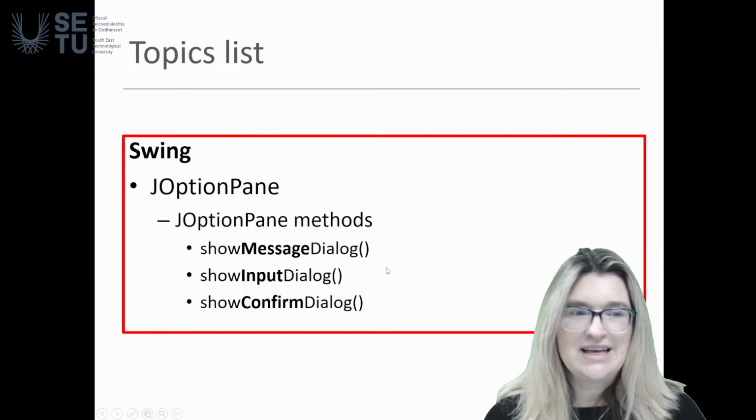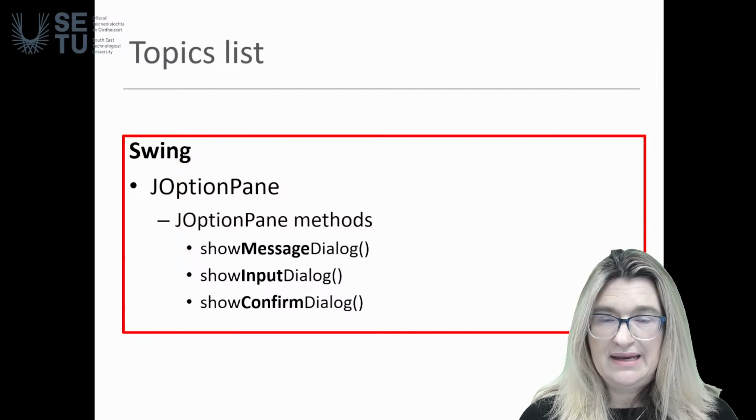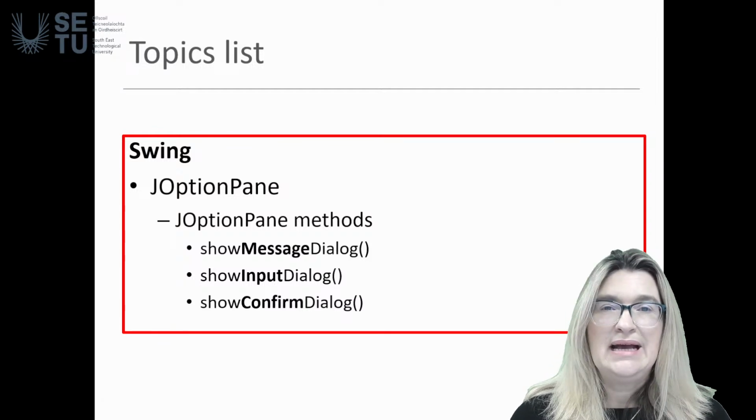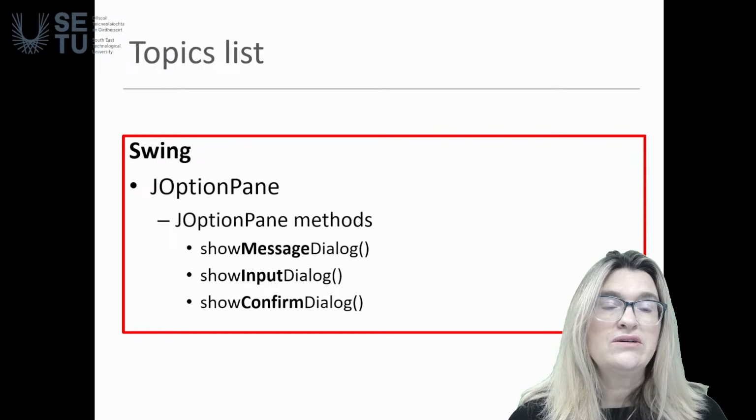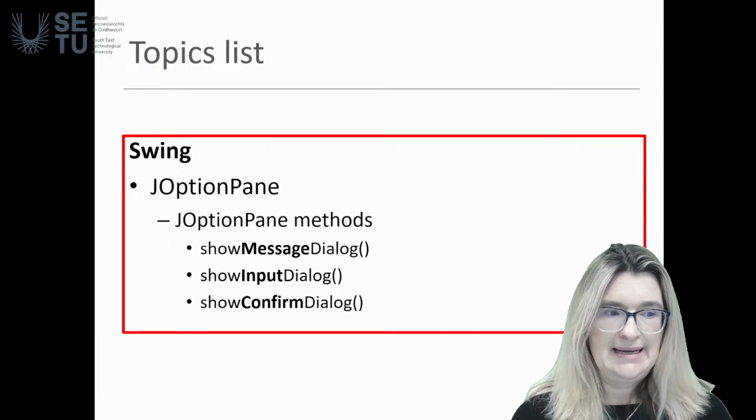Okay, so we're going to look at Swing. So we're going to look at the class JOptionPane. We're going to talk about what that actually is as a class. And then we're going to look at some of the methods that we can call upon that are in that class.